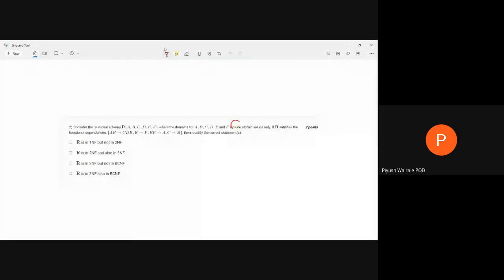So we'll try to decompose this whole relation R. As mentioned in the question, atomic values, it is in 1NF already, right? Now, the first step is to find the candidate key. The second step is to find the prime attributes and the non-prime attributes. So what is the candidate key here? Tell me how to find it.